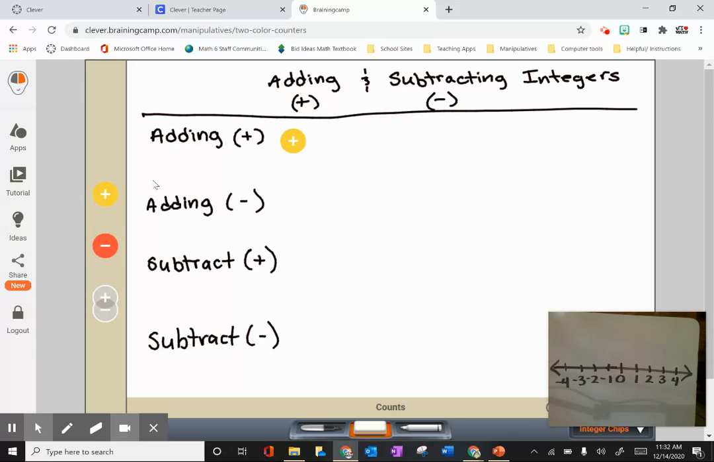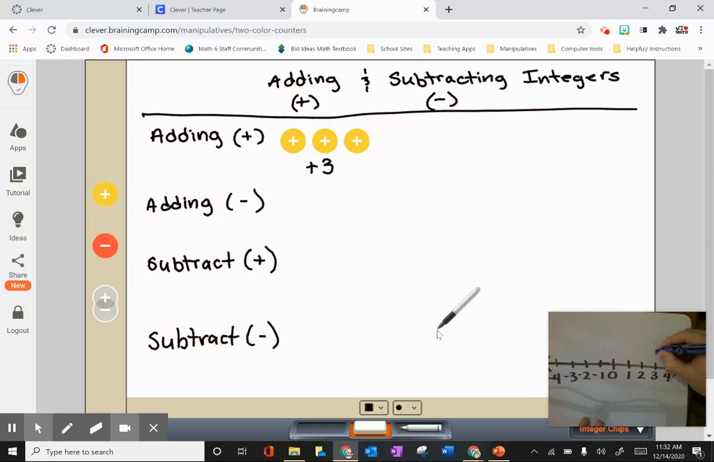Adding a positive number, I guess first I will start with, what is this number? This is positive 3. That's how we can show it with the counters. On the number line, you would mark positive 3. To add to any number, if you're adding a positive, in this case, we're adding positives.